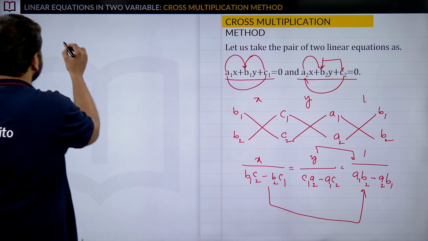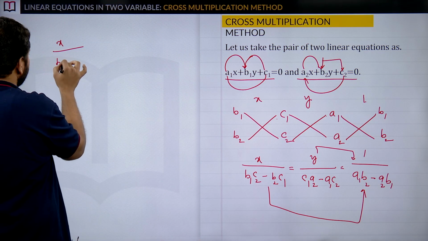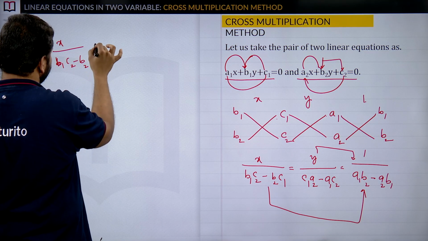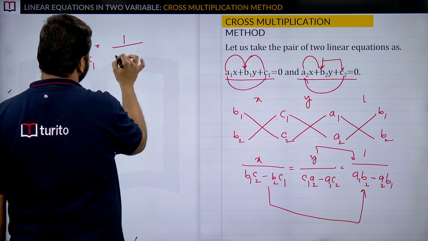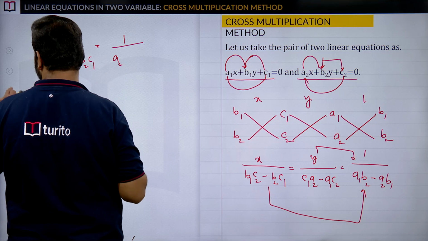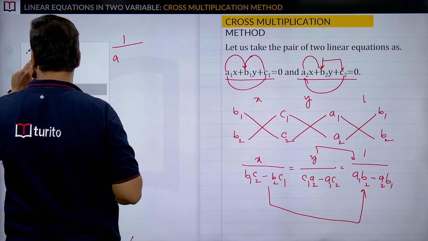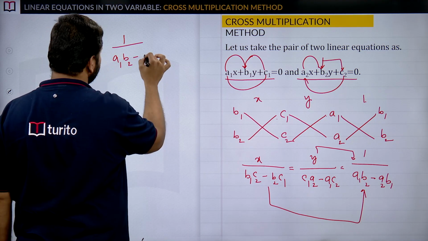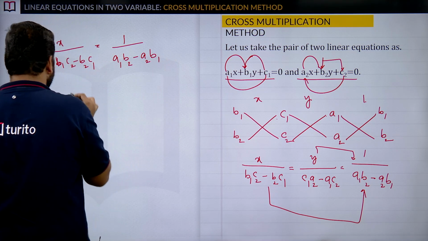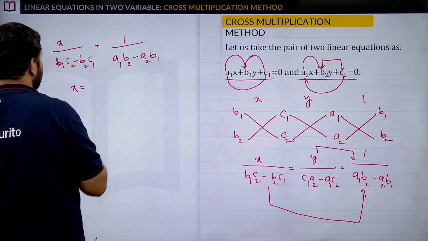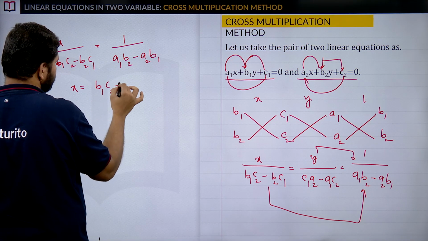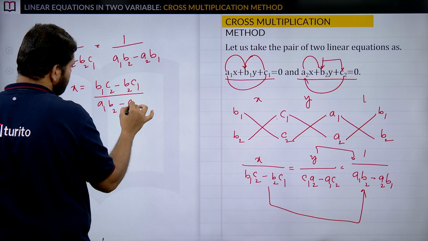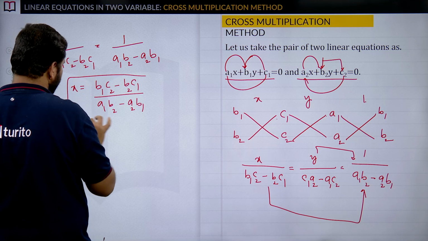So what I am writing, children: x by b1 into c2 minus b2 into c1 is equal to, so this is the constant value, a1 into b2 minus a2 into b1. Then from this we can write x is equal to, sending this denominator across, the numerator b1 into c2 minus b2 into c1, divided by a1 into b2 minus a2 into b1. So this is the x value.